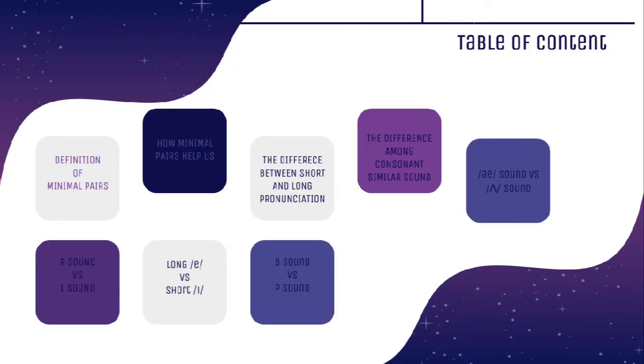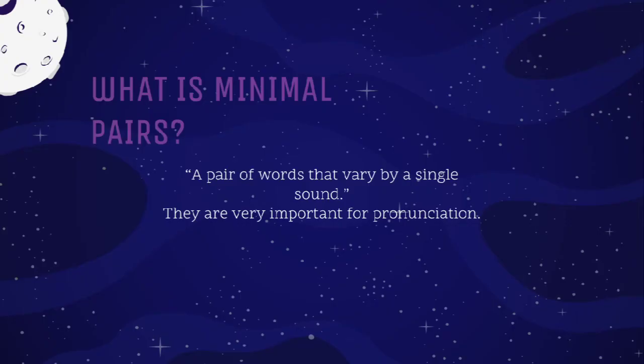There are many different types of minimal pairs. We have just chosen some of them. The material that will be presented contains 8 different submaterials. They are definition of minimal pairs, how minimal pairs help us, the difference between short and long pronunciation, the difference among consonant similar sound, A sound versus A sound, R sound versus L sound, long E versus short I, B sound versus P sound.